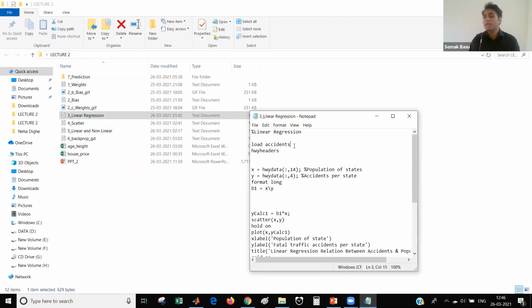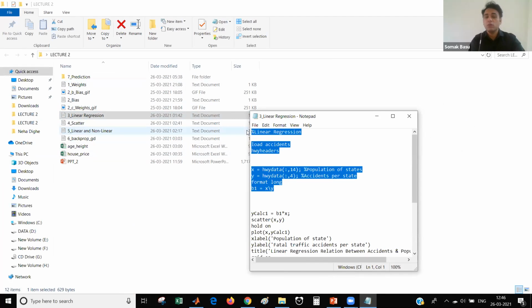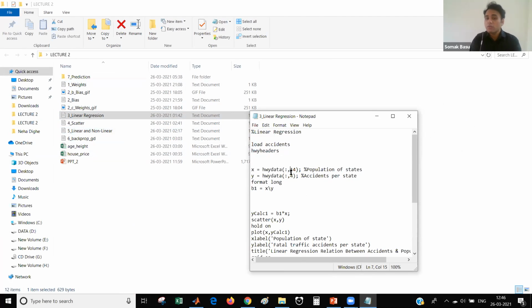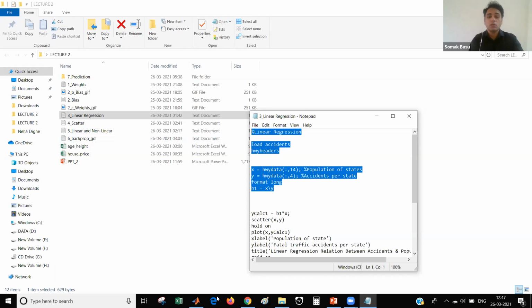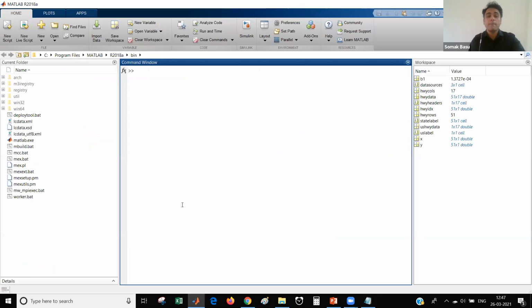It is already an inbuilt data set in MATLAB, and it has got several parameters. Just let me load this for you. So load accidents will load the accident data set. The headers variable tells us what the different parameters in the data set are. The 14th column of the array is the population of the state, and the fourth column is the accidents per year in the state. So we'll try to find out a relationship between the population of a state and the number of accidents in the state per year.